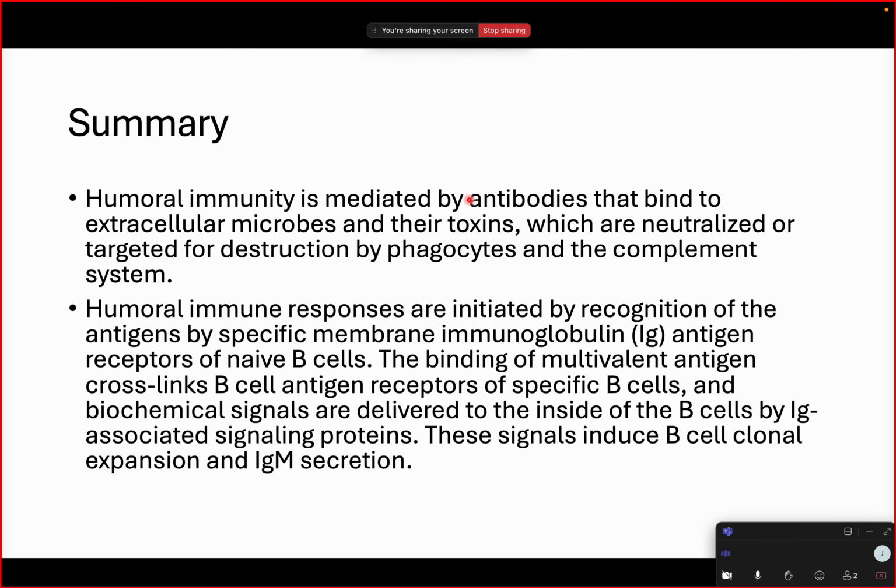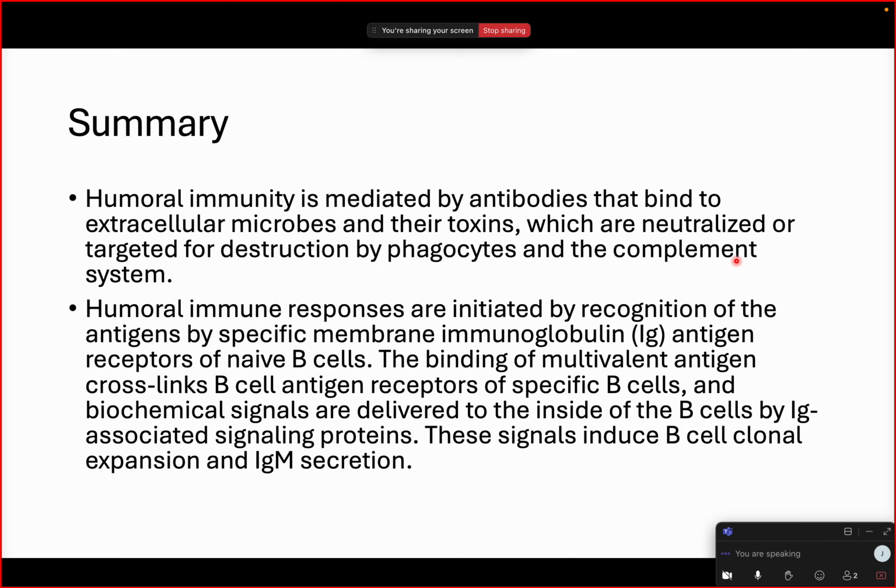Now a small summary about whatever we have covered in the previous two lectures. Okay, so the humoral immunity is mediated by antibodies that bind to extracellular microbes and their toxins, which are neutralized or targeted for destruction by phagocytes and the complement system. So we're going to discuss the complement system today.